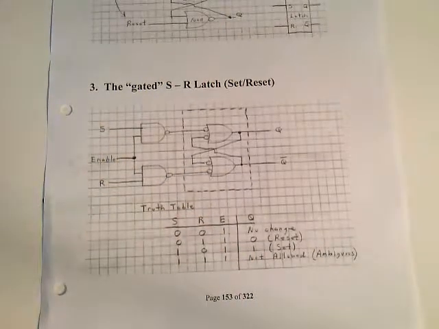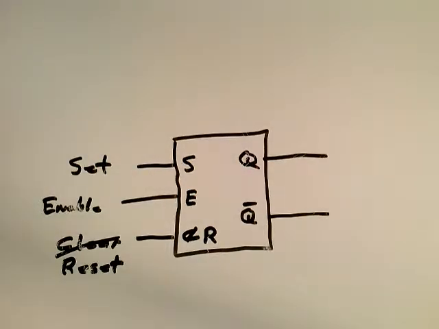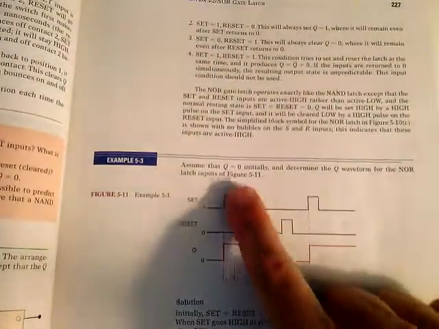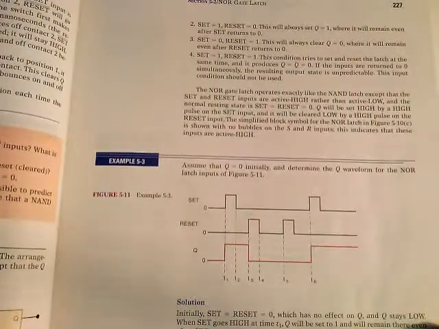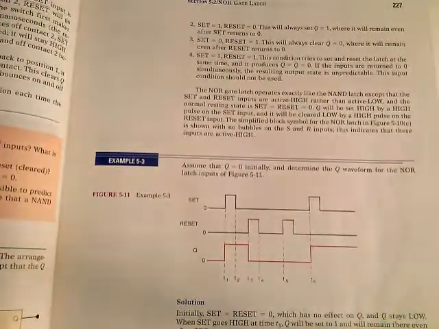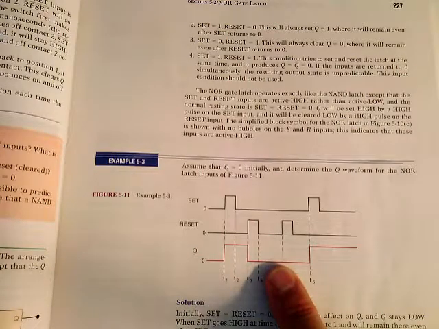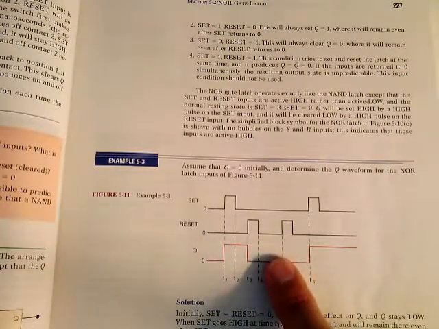If you look on pages 227 to 229 of your textbook, you might have a different version textbook, so let me look at page 227, see what it looks like. This example right here, this is what we're looking at. Assume that Q is equal to 0 initially, and determine the Q waveform for the NOR latch. Just make sure you find this in the book. And you're looking at the NOR latch in this case right here.